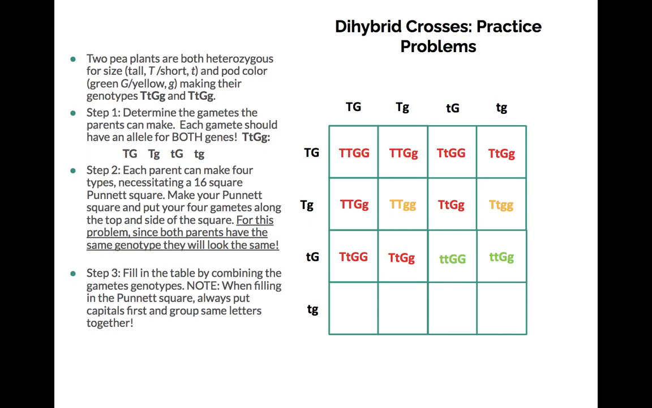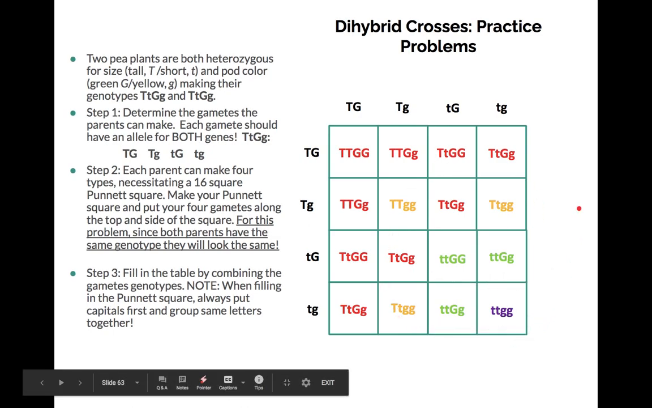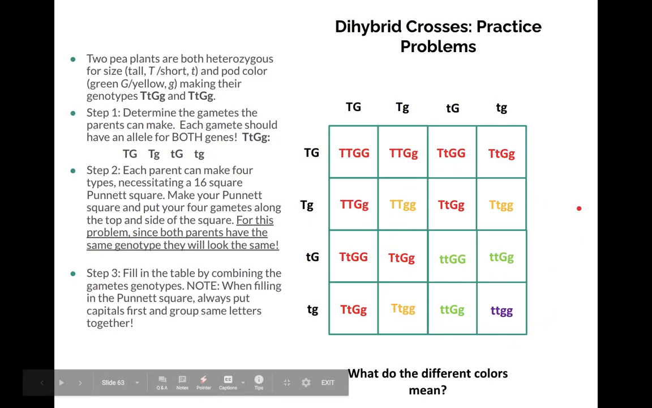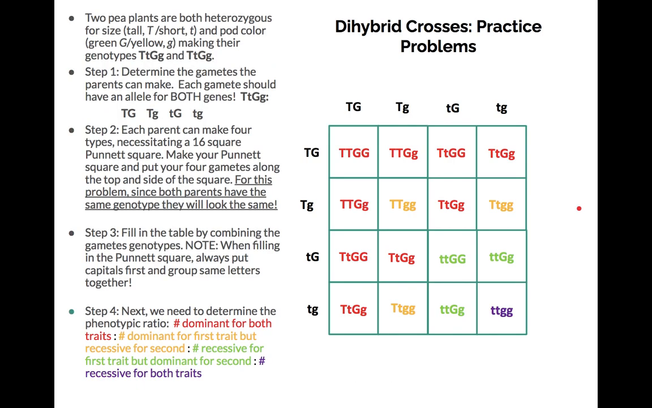Okay, so we should have gotten something that looks like this. Again, always keep your letters together: T's first, G's second, capital letters go first, lowercase letters go second. So we should get something like this. As you're looking at this, you might be thinking, what do those different colors mean?